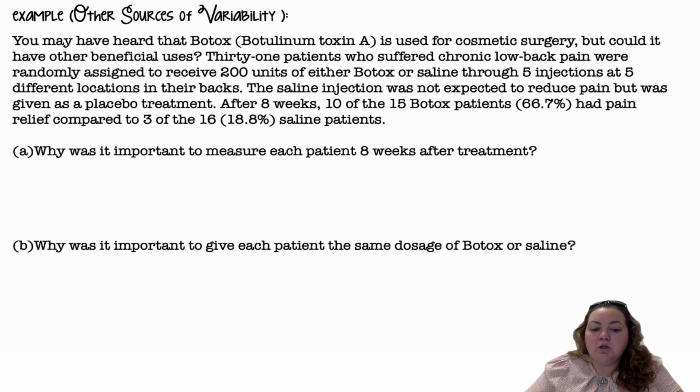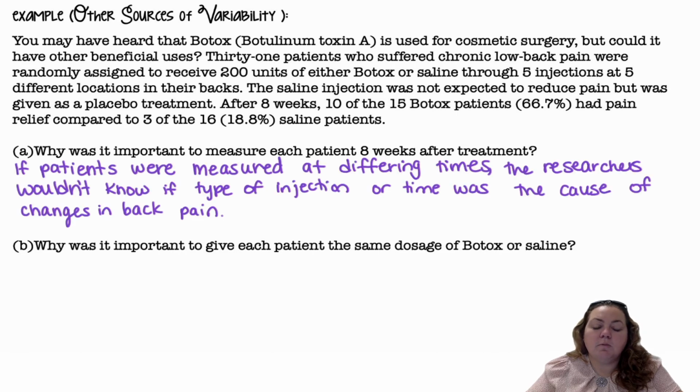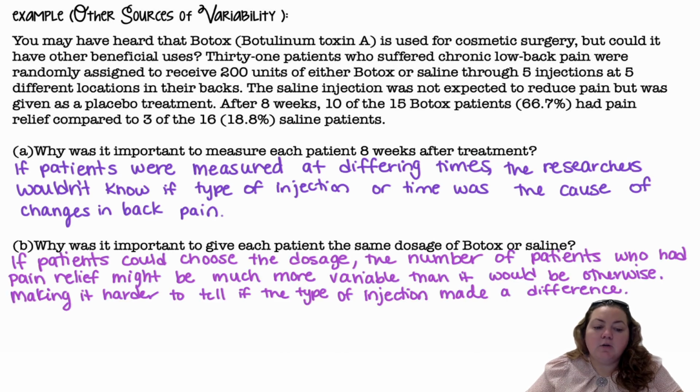Why was it important to measure each patient 8 weeks after treatment? All right, so if patients were measured at differing times, the researcher wouldn't know if the type of injection or the time was the cause for the change in back pain. Why was it important to give each patient the same dosage of Botox or saline? So if patients could choose the dosage, the number of patients who had pain relief might be much more variable than it would be otherwise, making it harder to tell if it was the type of injection that made the difference.